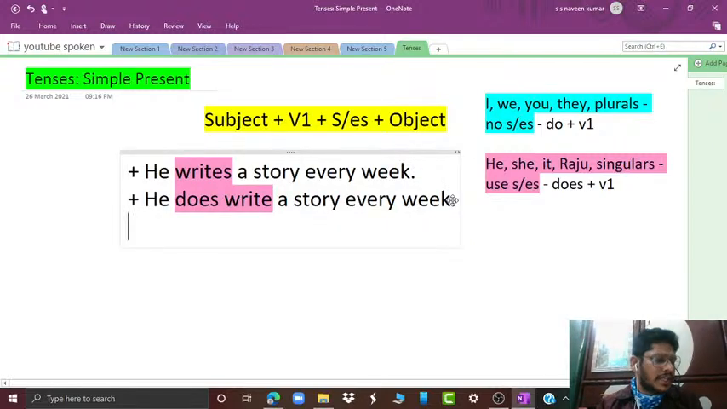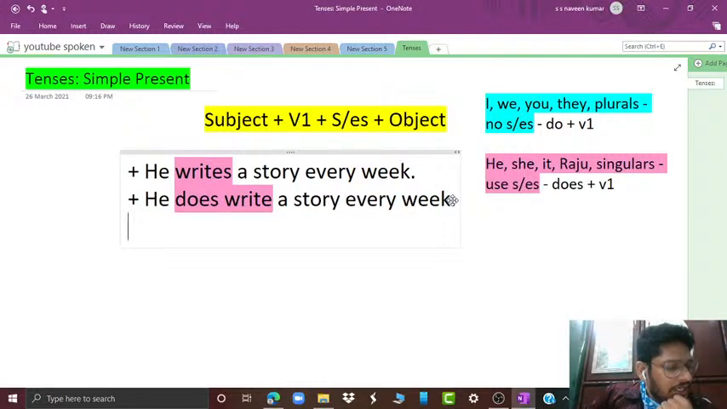Now you may use any of these. The second sentence emphasizes more because it is split into helping verbs, or we are writing helping verbs there. So as we are writing helping verbs here, the second sentence would be more interesting for people to learn. So the second sentence would be very interesting for people to remember.